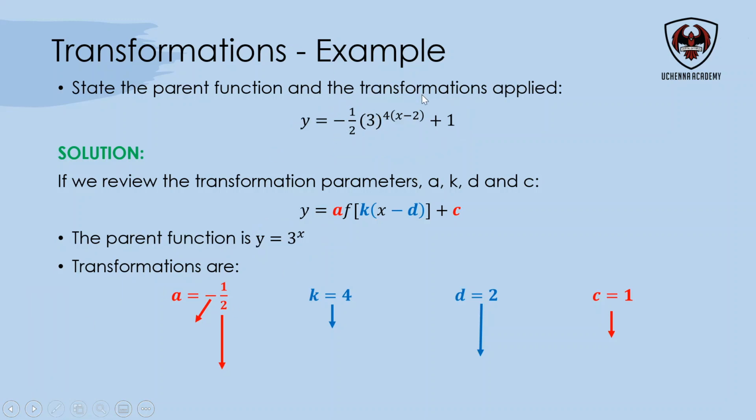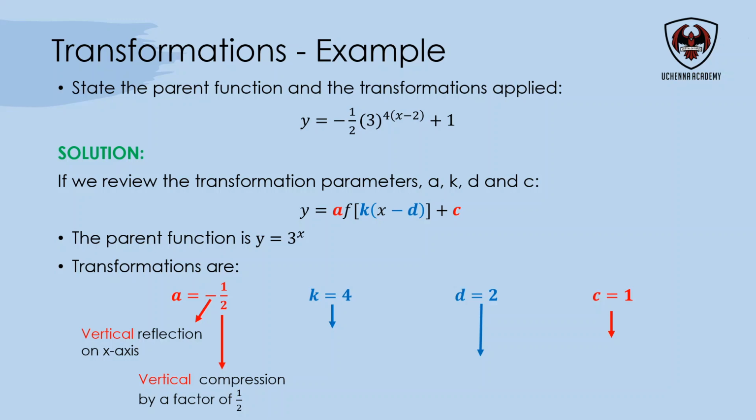If I start from left to right, the negative at the very front, what is that going to do? Well, that's going to reflect on the x-axis. That's a vertical reflection. It's part of the A value. So it's a reflection on the x-axis. The 1/2 is going to vertically compress it by a factor of 1 over 2.